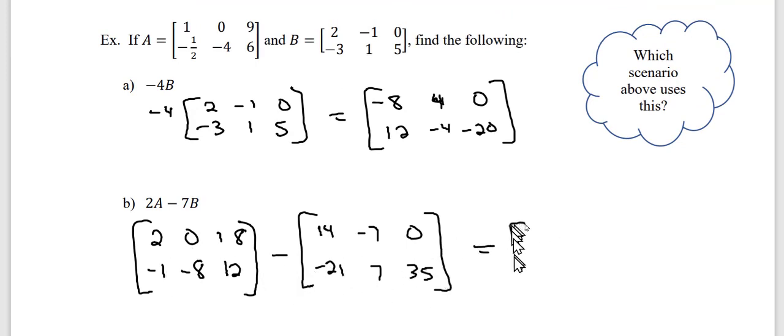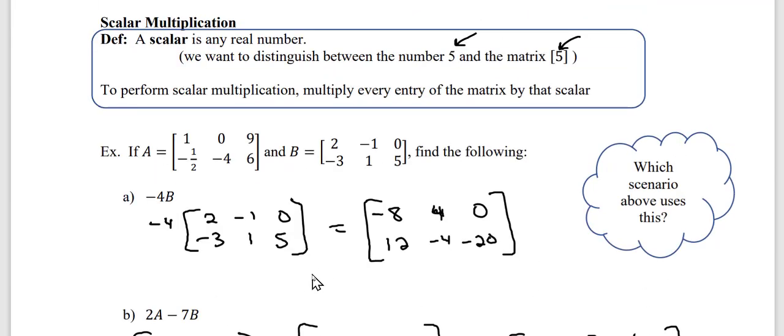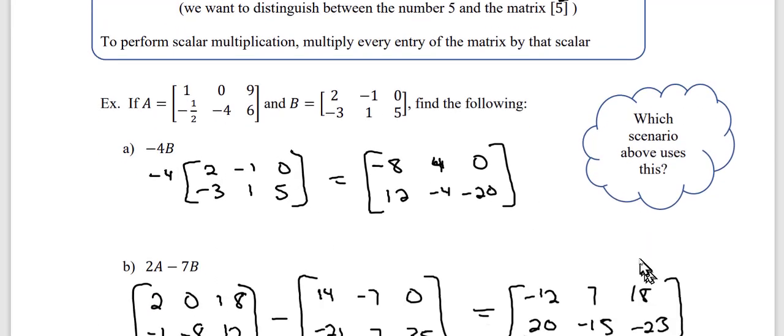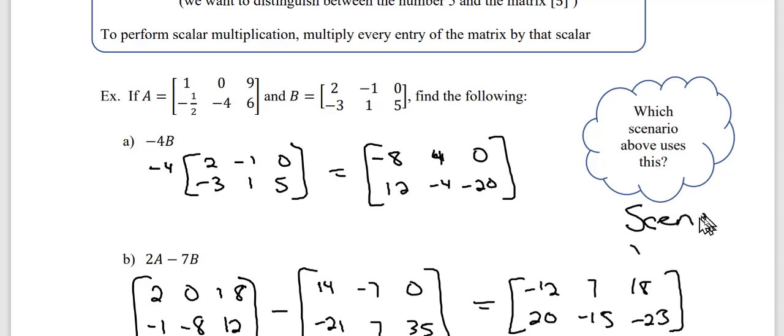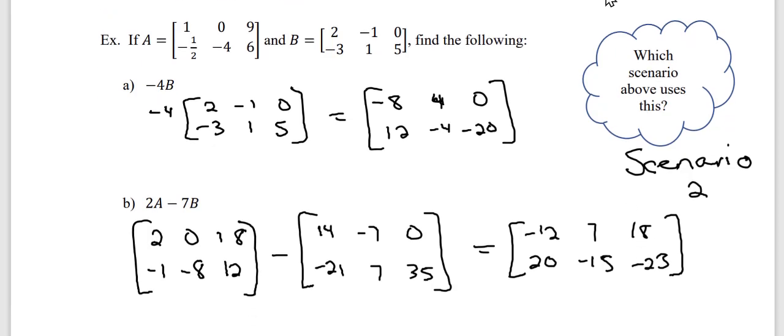It didn't feel natural to me. Now let's subtract to give us -12, +7, 18, 20, -15, -23. Which scenario above uses the idea of scalar multiplication, not this addition business, but the idea of scalar multiplication? That would be scenario 2, where we just wanted to double everything in the matrix.